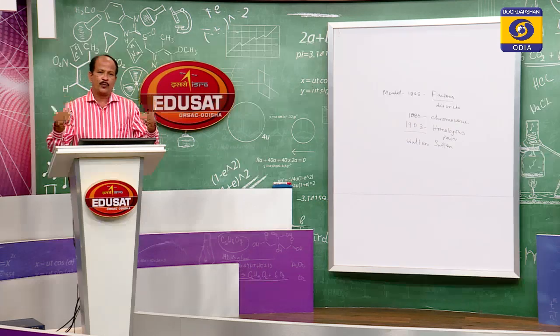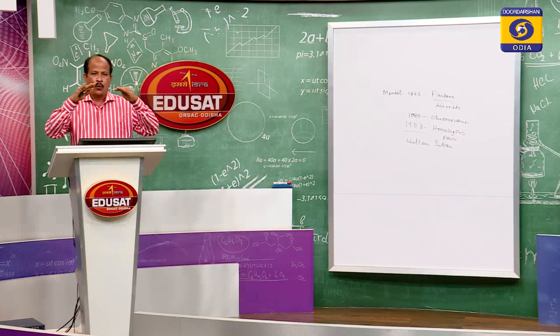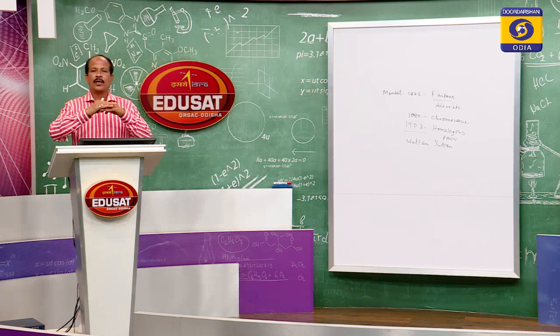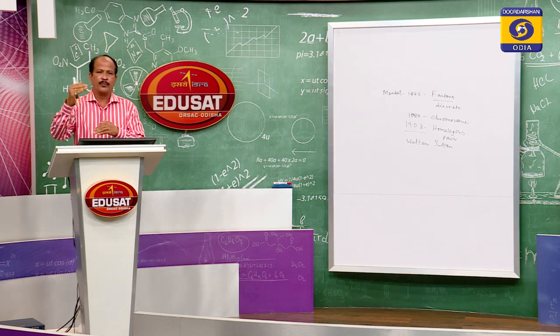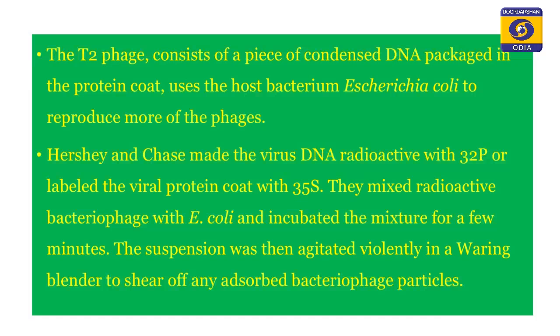Their experiment was good, but the claim was not emphatic. But after 7 years, towards 1950-51, the viral geneticists Hershey and Chase experimented on T2 bacteriophage. T2 bacteriophage is the bacteriophage that parasitizes the host cell E.